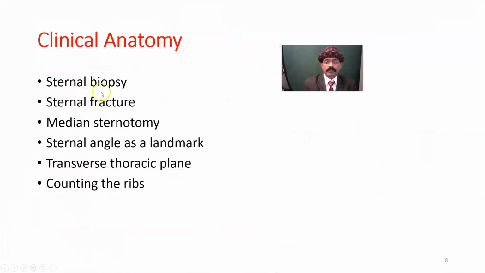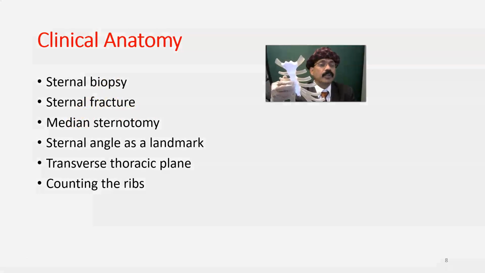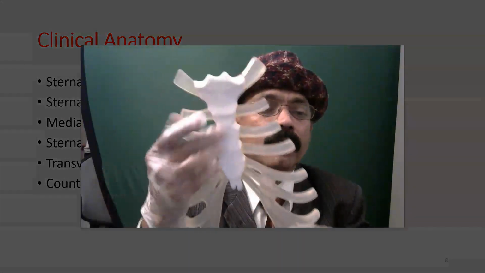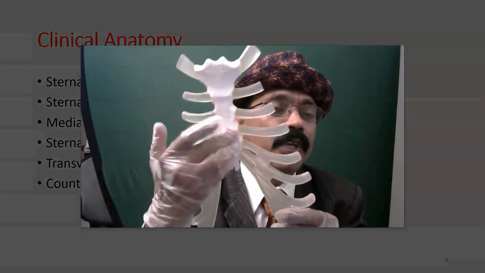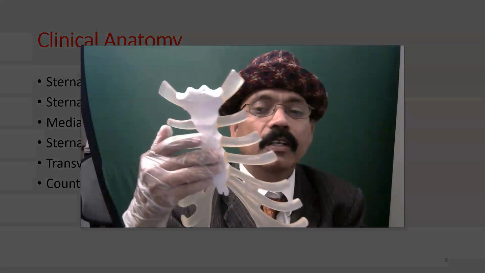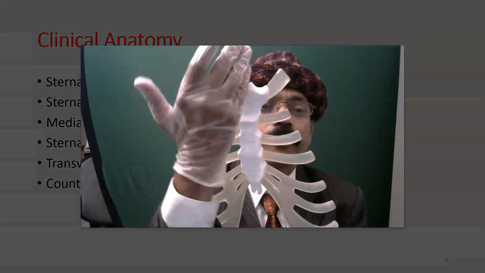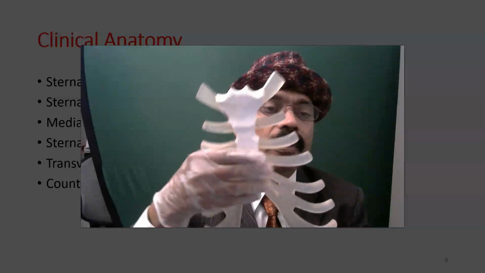Clinical anatomy. Sternum is very important to pick up bone marrow because it is a flat bone. It contains the trabecular part. Okay, so you may take the bone marrow from here by bone marrow puncture needle. Okay, we do sternotomy to separate out the sternum to do open heart surgery, especially in coronary artery bypass grafting. Okay, we can do that part.